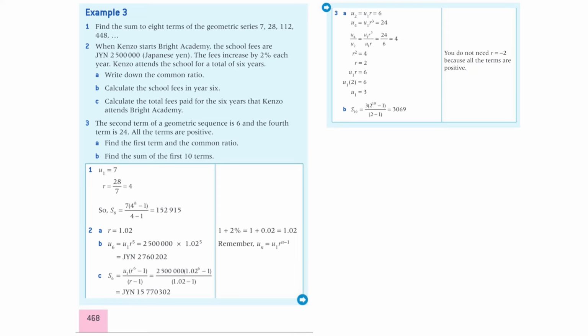Okay, we said that. And now it says find the sum of the first 10 terms, so we use the formula again. Now we know that r is 2, so we're going to use this particular form of the formula. Well, we know the first term is 3, r is 2. It says summation to the 10th term, so n is 10, minus 1, and on the bottom is r minus 1 or 2 minus 1, and that is 3069.